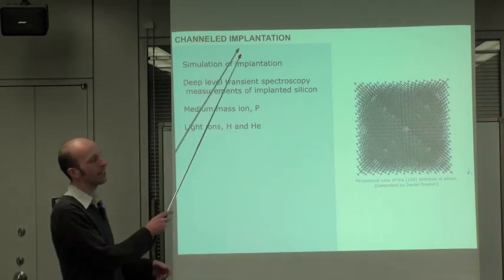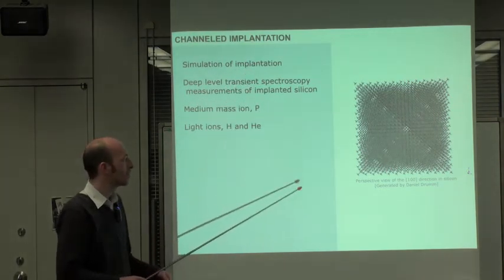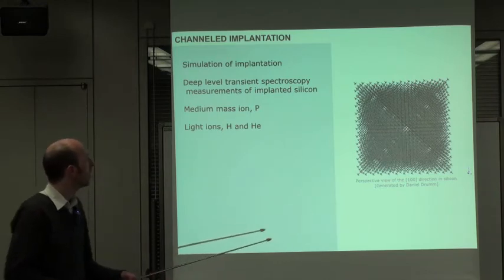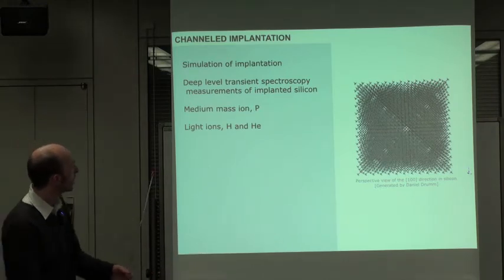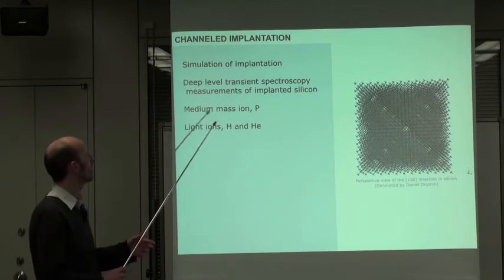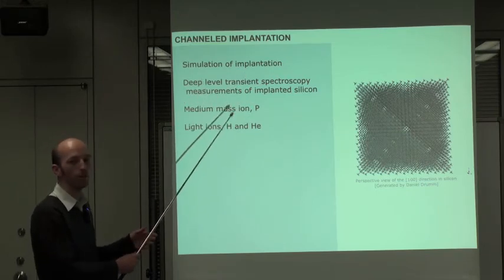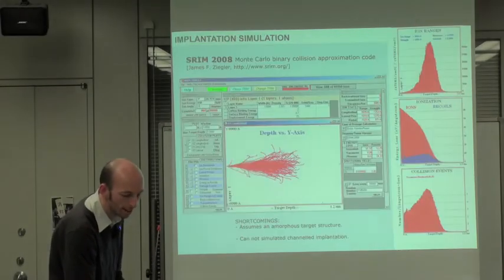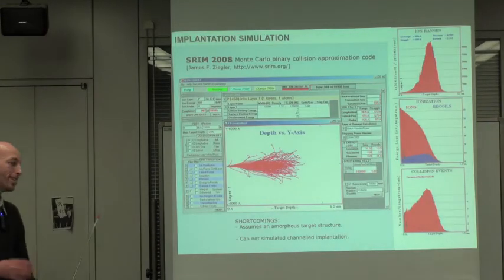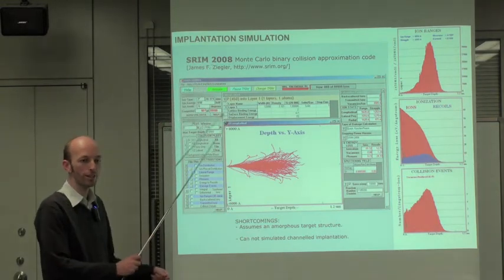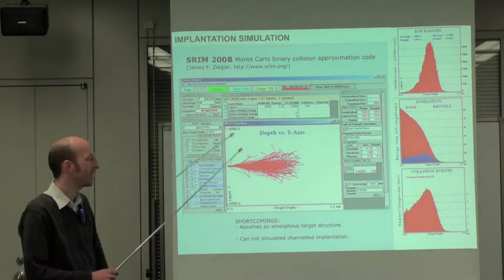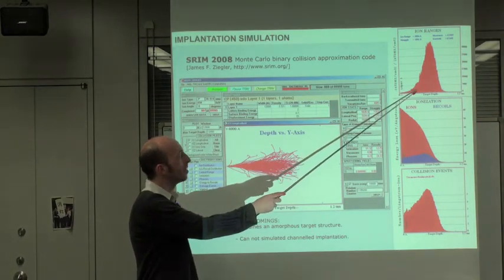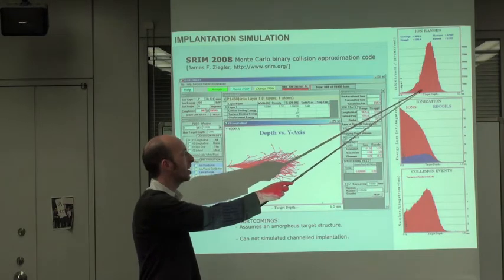So this is the channeling implantation that we do a little bit with Pussalt in Germany. I'll talk about the simulation of implantation, the techniques we use to measure it, and then some of our recent results. Usually when you do an implantation, you might simulate it with SRIM. You can download this off the internet. It's free and fairly easy to use. It will give you the projected range of your implanted ion.